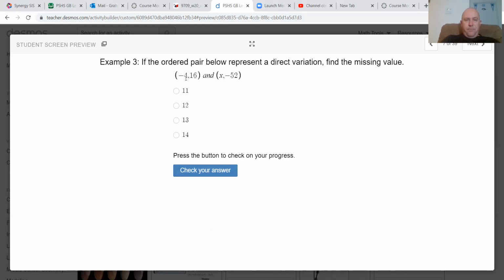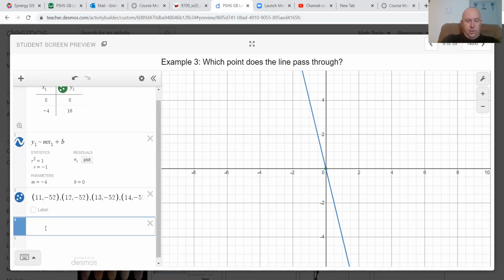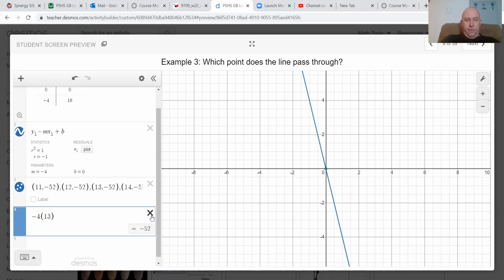Now, a slightly different one this time. They've given us a point, and then we've got to find out a mystery point. So I still want to find out what I'm multiplying by here. If I'm not sure, 16 divided by -4 will give me -4. So I have to multiply x by -4, and the answer has to be -52. If I'm not sure, I can just do -52 divided by -4, and hopefully we will find out that it's 13. If you're not sure, obviously you can use Desmos as well to check that. So I think that's good. Let's check it. -4 times 13. Yeah, you can see that it's -52.